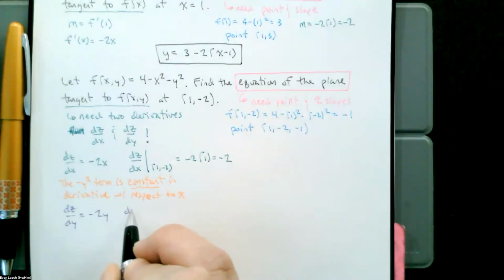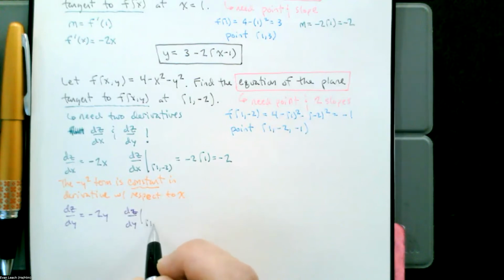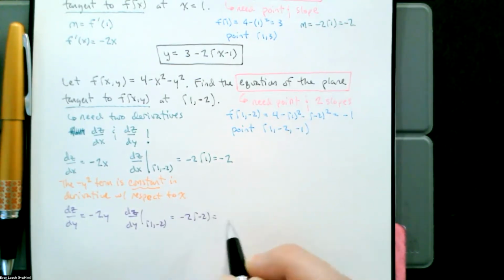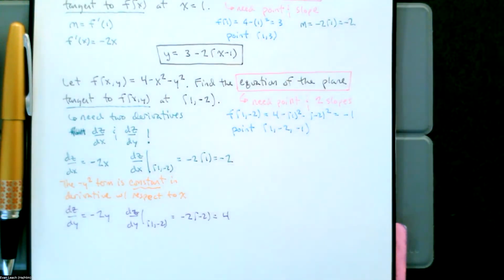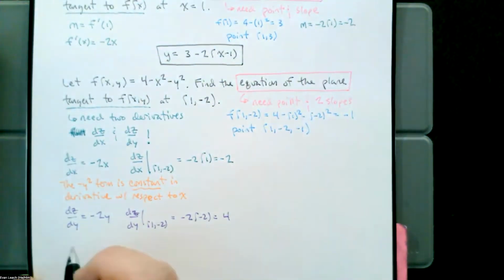So our derivative of z with respect to y evaluated at 1, -2 will be -2 times -2 this time, or double -4. The minus x squared term is constant in the derivative with respect to y.